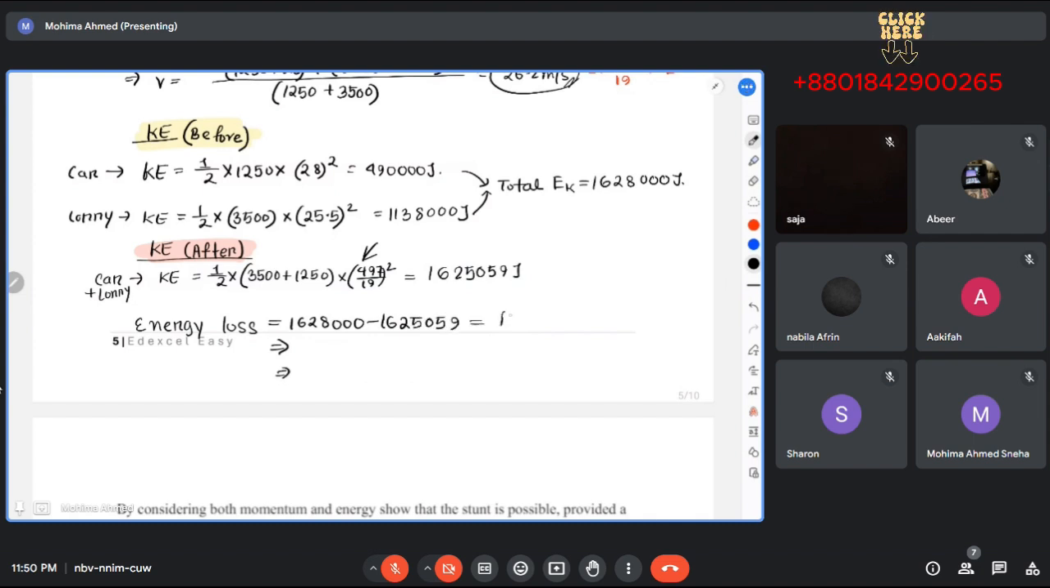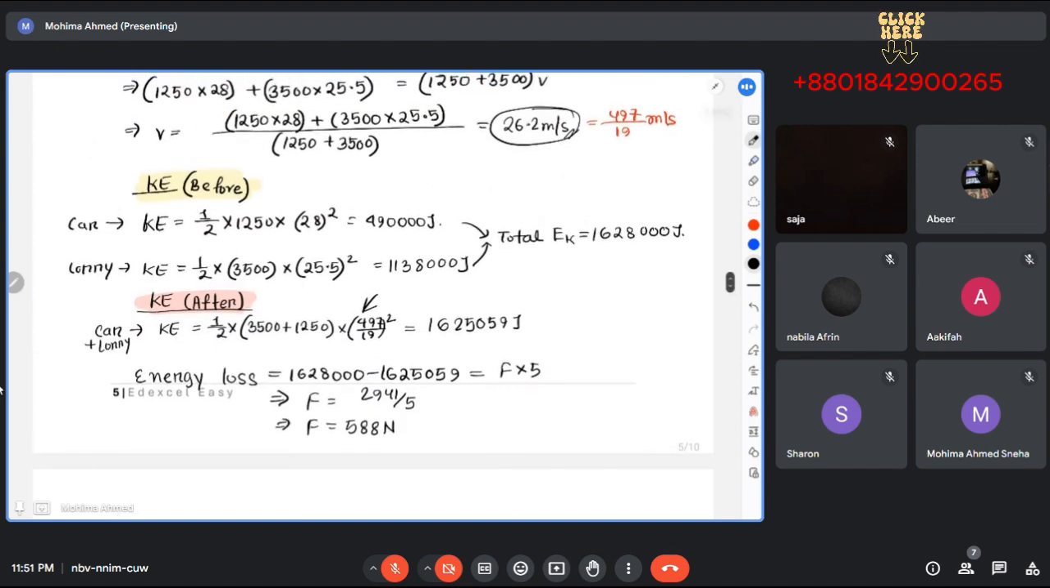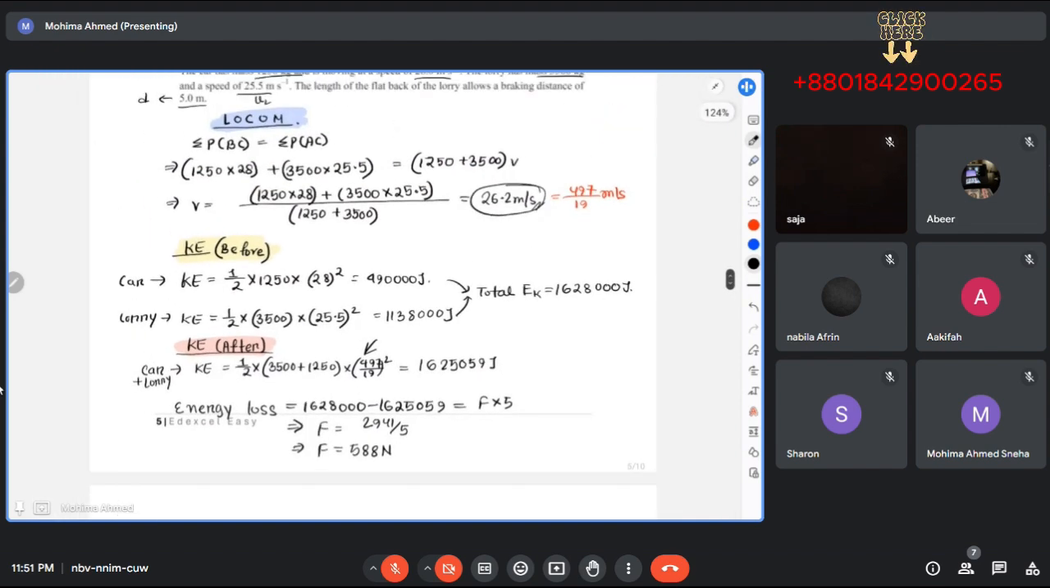1628000 if multiplied with 5, and then 5 becomes 1628000. Then you're supposed to get 2941. If you divide that by 5, you're supposed to get approximately 588. And 588, according to one significant figure, is close to 600, right?